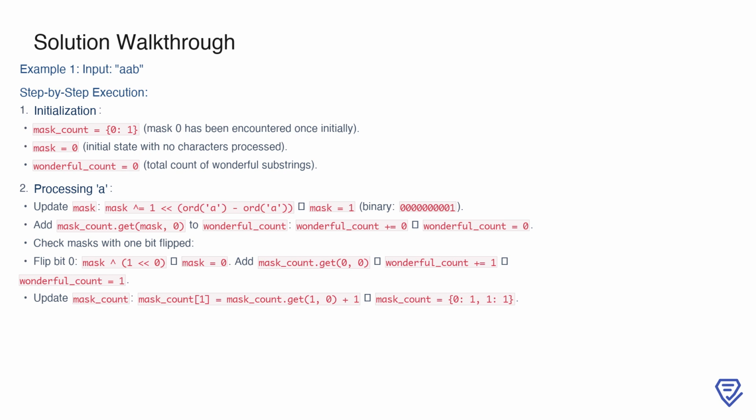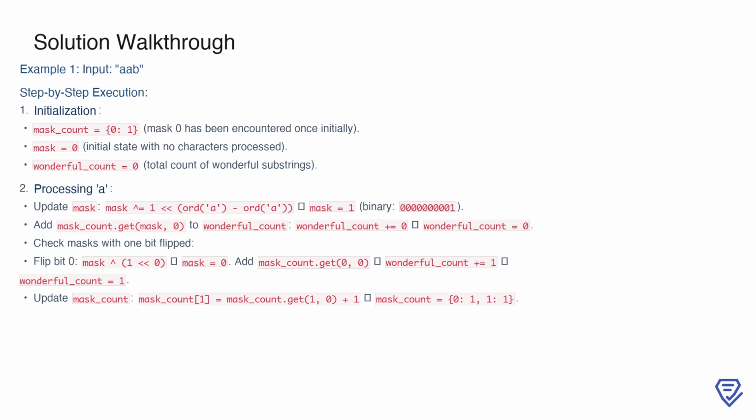Now, let's process the first character, a. We update the mask by flipping the bit corresponding to a. This is done using the XOR operation, and the new mask becomes 1, represented in binary as 0000000001. Since this exact mask hasn't been seen before, adding it to wonderful_count doesn't change the count yet.